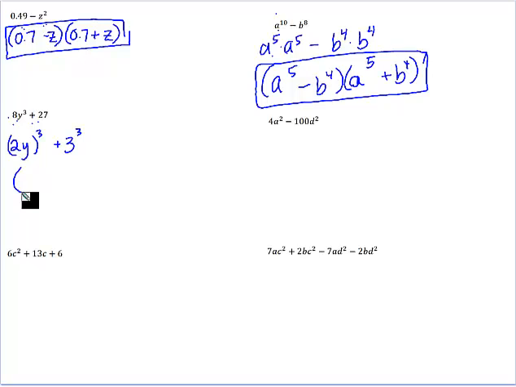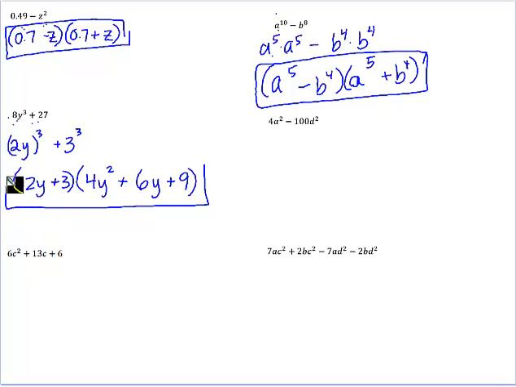So this would factor down to 2y plus 3 times, we have to square the a, so it ends up being 4y squared plus 6y plus your b squared would end up being 9. And once again, that's just following the formula, so hopefully you have that formula down somewhere.